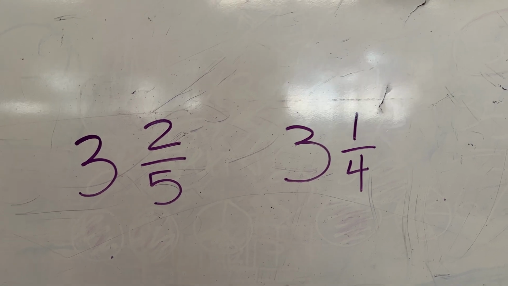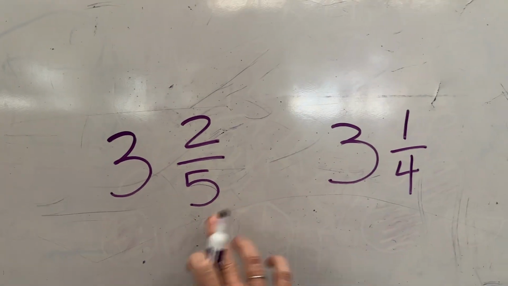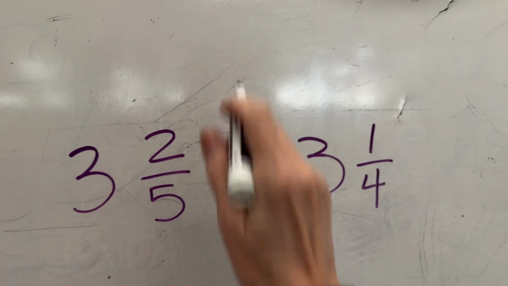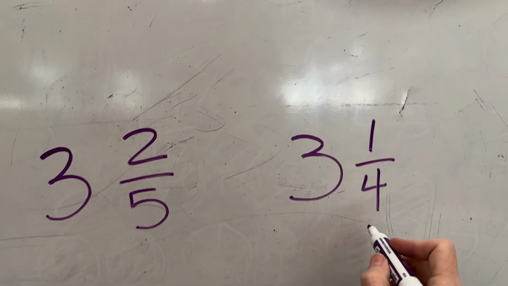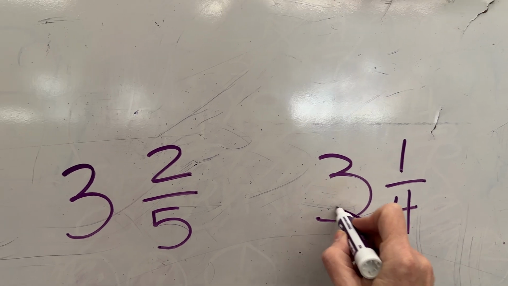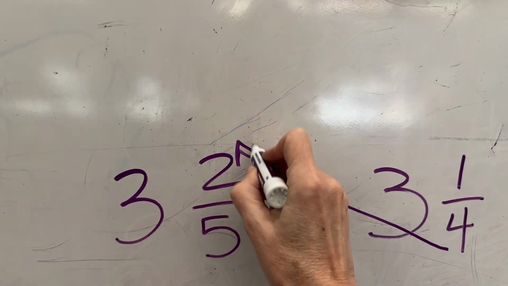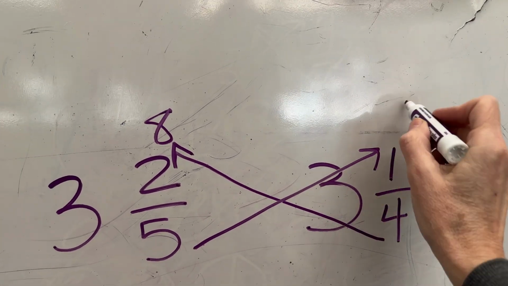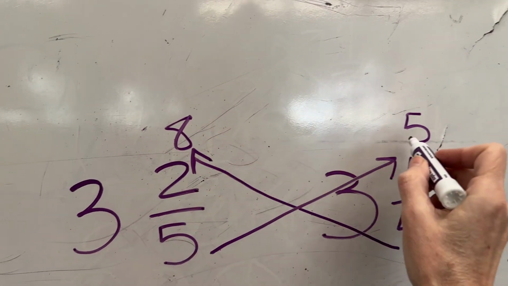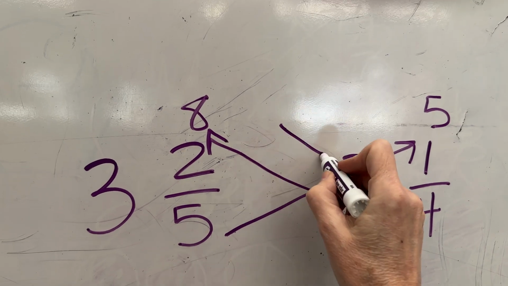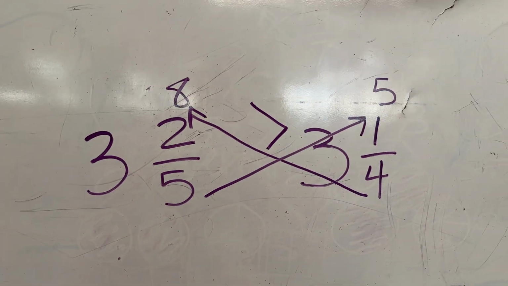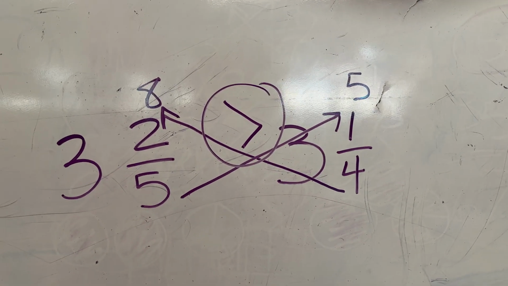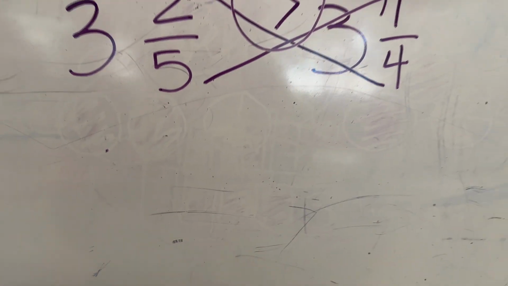We don't need to worry about those wholes because they're the same. So we just need to compare the fraction parts. We can rewrite them, but if you want to, you can just do it this way. 4 times 2 is 8. 5 times 1, 5. 8 is bigger than 5. So 3 2/5 is greater than 3 1/4. Let's do one more example.